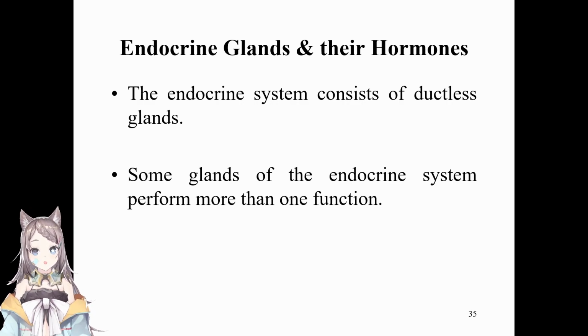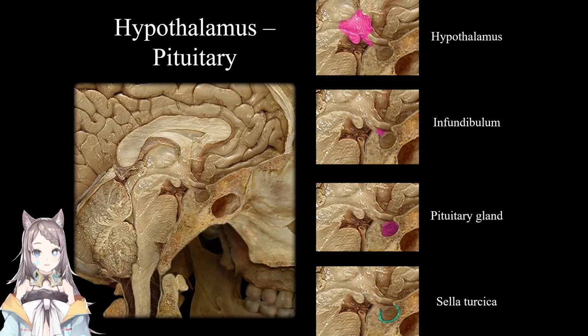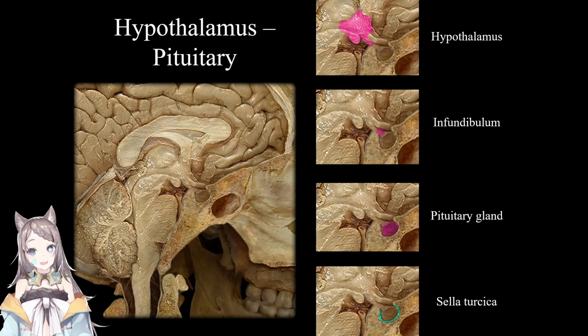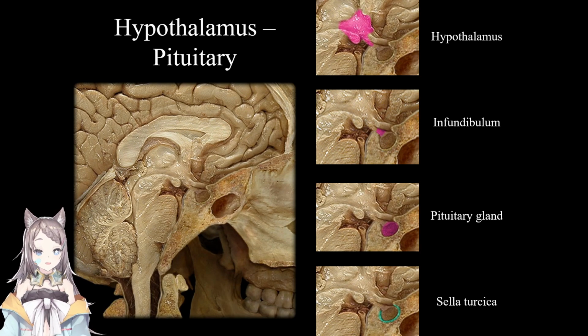Okay, so now let's talk about the endocrine glands and their specific hormones. The endocrine glands are ductless glands. Some of the glands of the endocrine system perform more than one function, so they could be multi-role. So this is your hypothalamus and your pituitary gland. I have your hypothalamus and the infundibulum. The infundibulum connects the hypothalamus and your pituitary gland. And you have your sella turcica, which holds your pituitary gland.